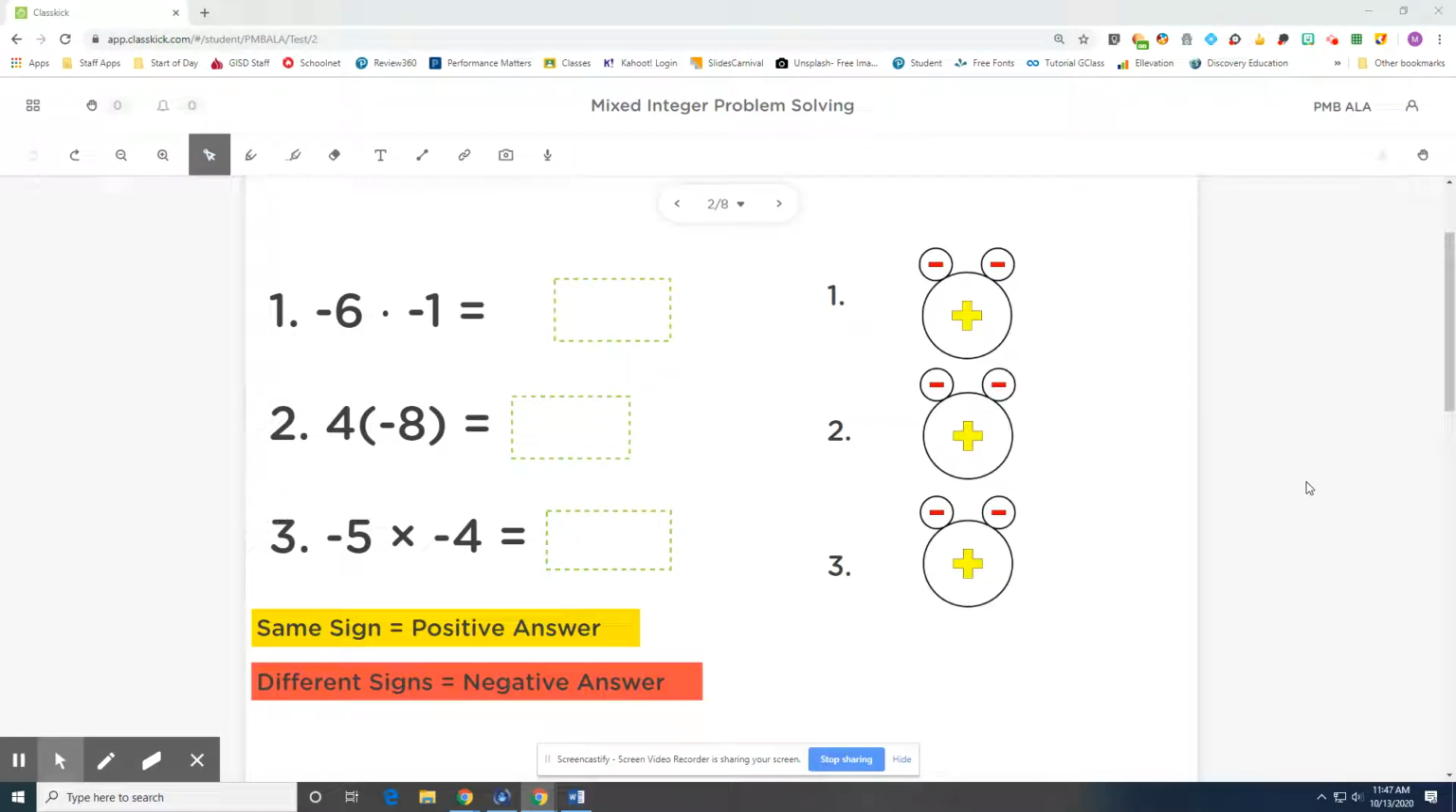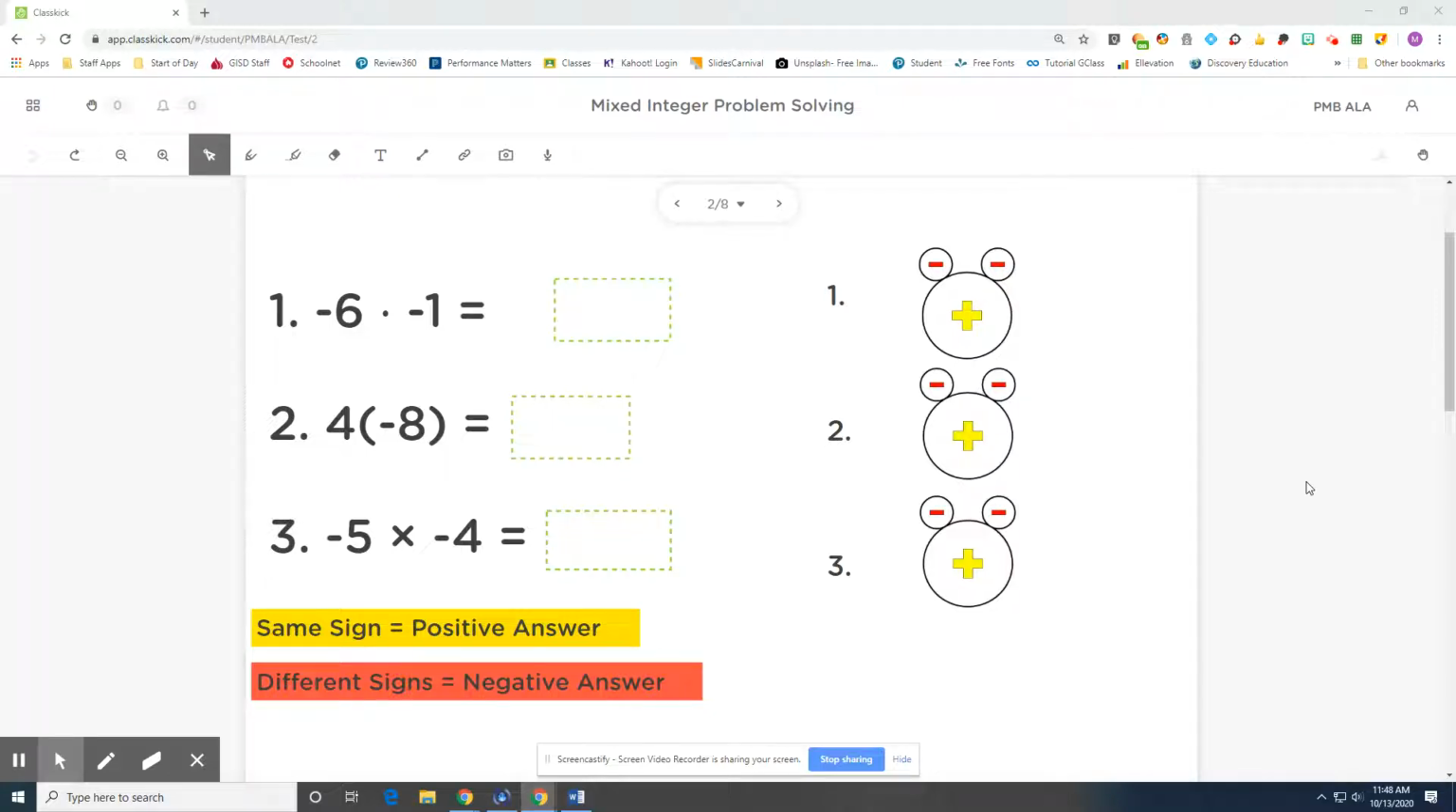Hey guys, in this video we are going to review how to use the MD circles to solve multiplication problems with integers. And what I want you to do is follow along with this video on your ClassKick. Okay, so let's take a look at number 1.